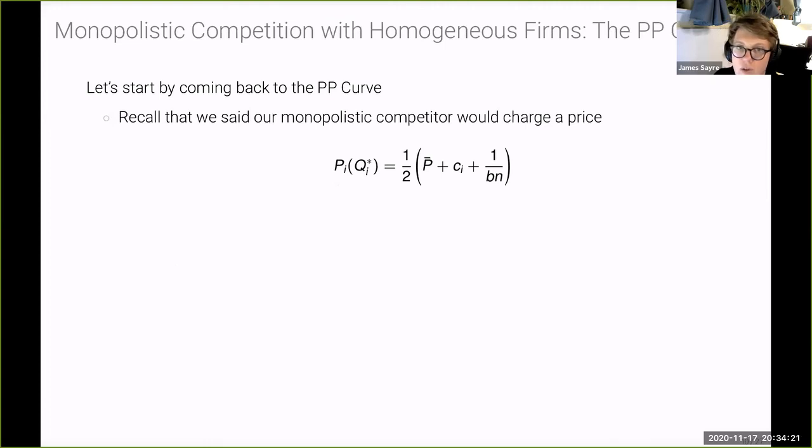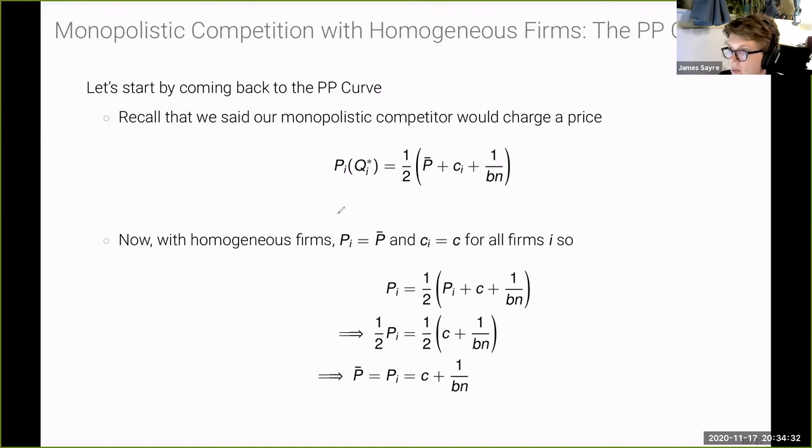So let's start by coming back to the PP curve. If you'll recall, I said that our monopolistic competitor would charge a price given by this. But now, with all firms homogeneous, P_i is equal to P bar, and C_i is equal to C for all firms. So I can just replace this P bar with P_i, and this C_i with C. And what does this give me now?